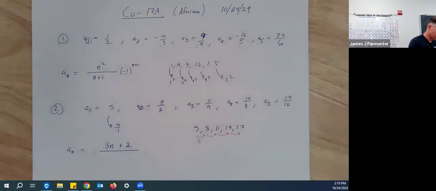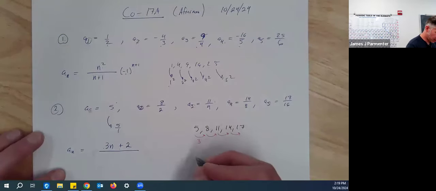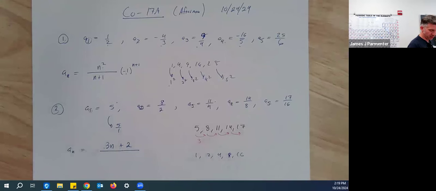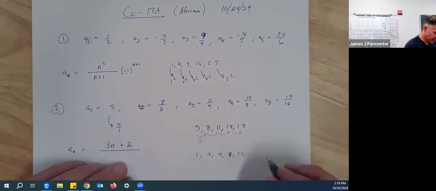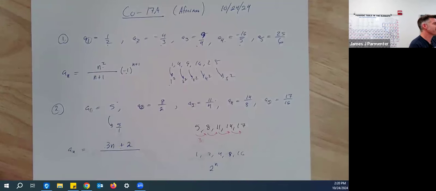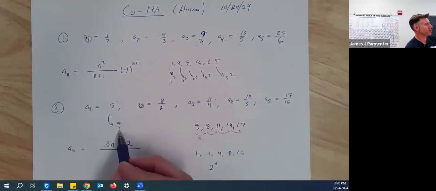For the denominator, my pattern is 1, 2, 4, 8, 16. I'm not increasing by the same amount each time, right? I'm increasing by 1, and then 2, and then 4, and then 8. But I am multiplying by the same number each time. Every time I go from one term to the next, I'm multiplying by 2. So I need something like 2 to the n. It's not quite right. So I plug in 1, I get 2 to the first, which is 2, and I want 1, which is 2 to the 0th.